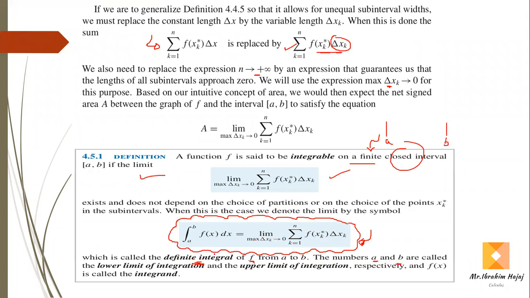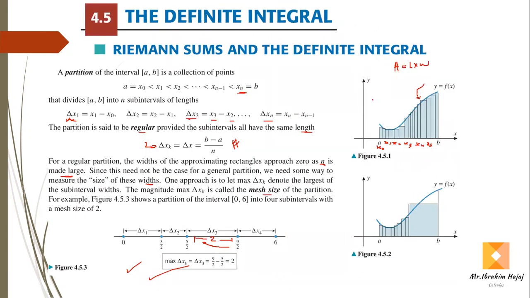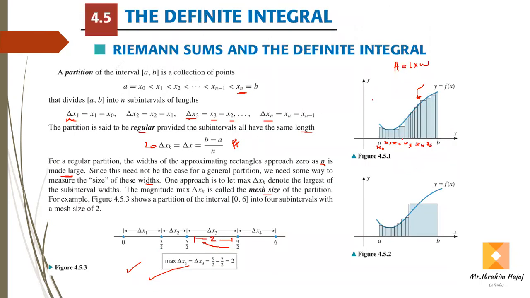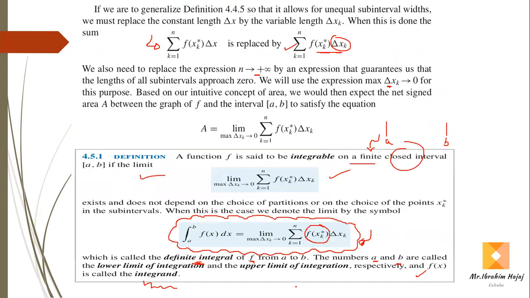The number a is called the lower limit, and b is called the upper limit, or they are called the limits of integration. And f of x is called the integrand, meaning the function you are integrating, which is the curve itself, this curve f of x. And here delta x is b minus a over n.